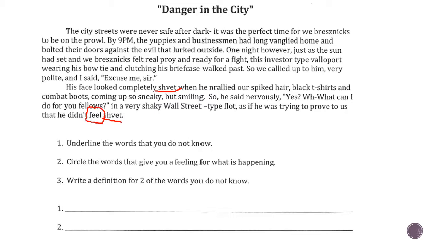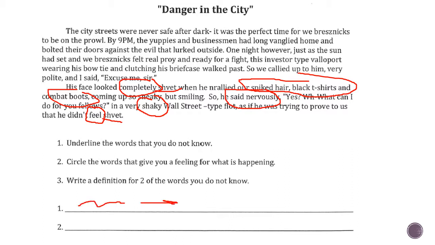It's something that you feel. He's got a shaky voice. He's nervous. It's a way to look. He's reacting to these kids in spiked hair, black t-shirts, and combat boots. So down here we could write the definition for Schvet. We could say something like, Schvet means nervous or uncertain or uncomfortable.